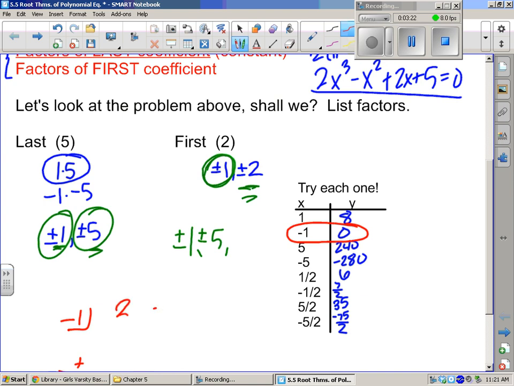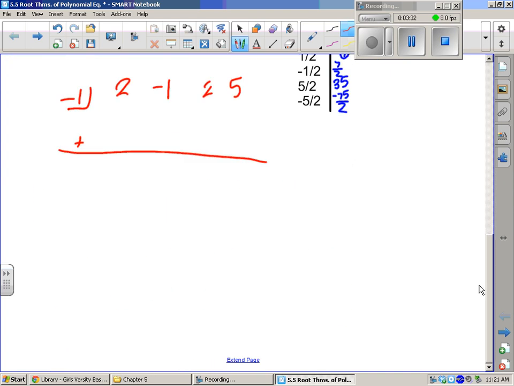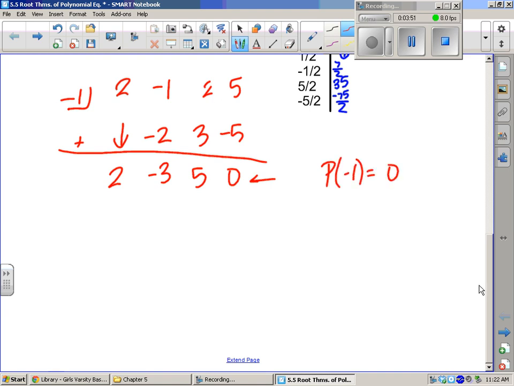So 2, negative 1, 2, and 5. Remember, those are the coefficients I'm getting from the polynomial here. We're going to do synthetic division there. Bring it on down. Drop the 2, multiply by negative 1, we get negative 2. Add them together, then we're going to multiply again, we get a positive 3. Add them together, we get a 5. Multiply by negative 1, we get a remainder of 0. And we actually already knew that we would get this because we got p of negative 1 equal to 0. And if you don't get 0, you did something wrong. So back it up when you do your synthetic division.